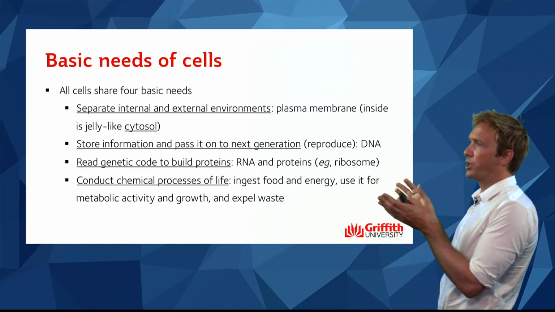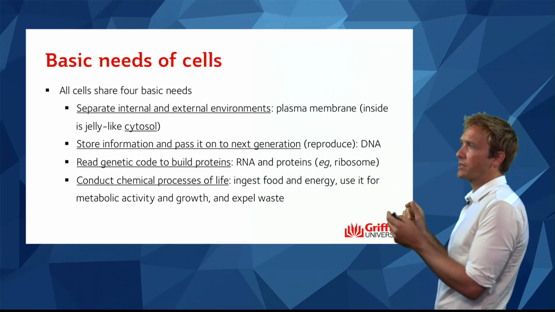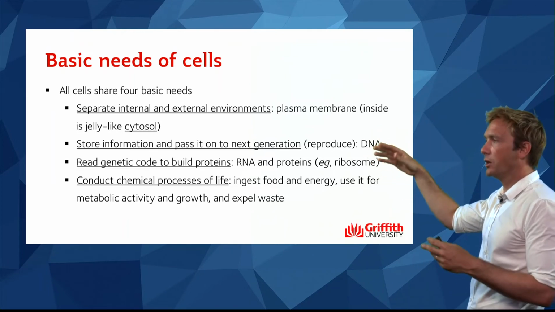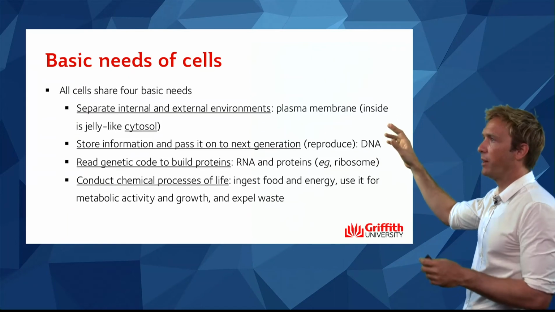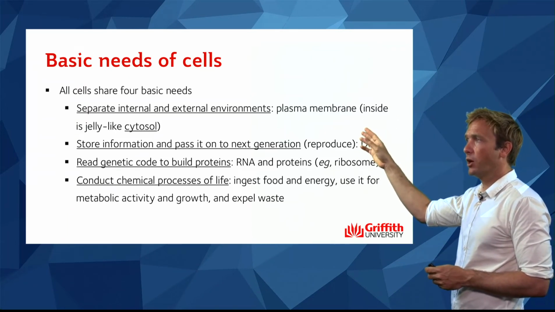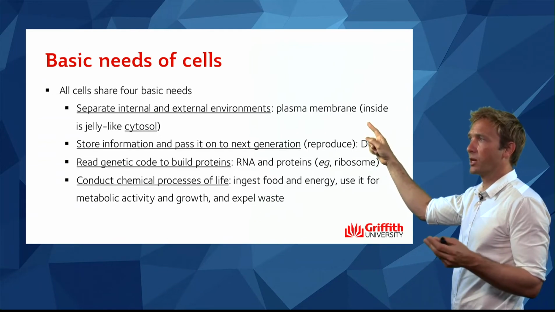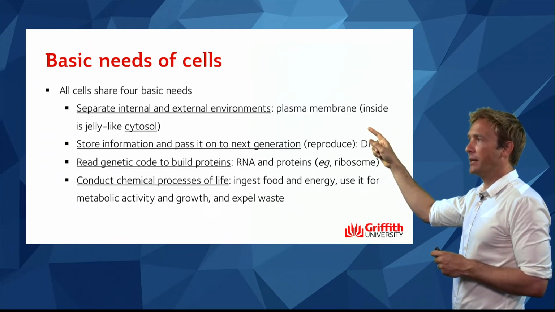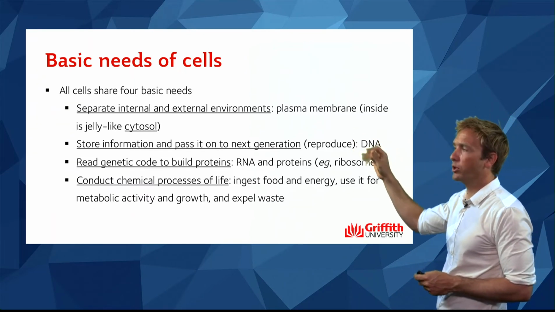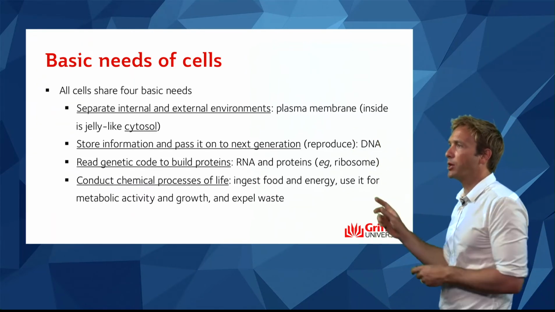Now, I just wanted to give you a little list of the basic needs of a cell. All cells share 4 basic needs. Obviously, you could argue that there are others, but 4 basic needs. They need to be separated internally and externally from their environment, for which they use a plasma membrane, and we're going to talk about plasma membranes, and they might use a cell wall as well to harden that separation.